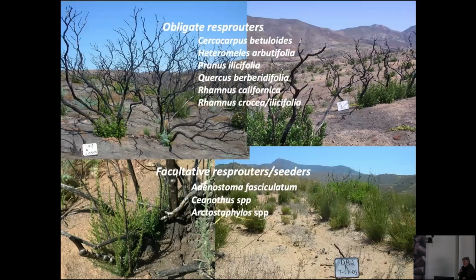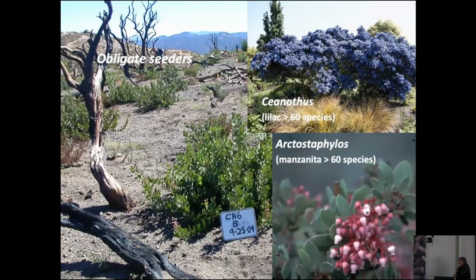I don't need to go over this much. Ashley has already covered functional types: obligate resprouters, facultative resprouters, and obligate seeders. The group that I'm going to mostly focus on today is obligate seeders, and these are species that do not resprout after a fire. They're entirely dependent on accumulating a seed bank, and this type is common in the genus Ceanothus. We have over 60 species in the state, and the same with Arctostaphylos. A lot of those species are obligate seeders.